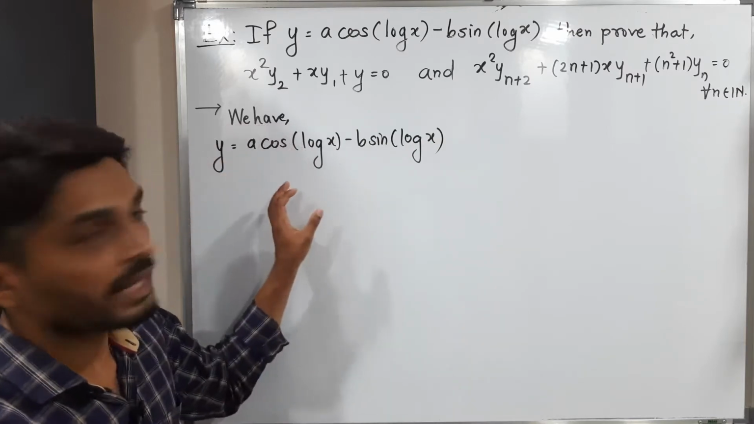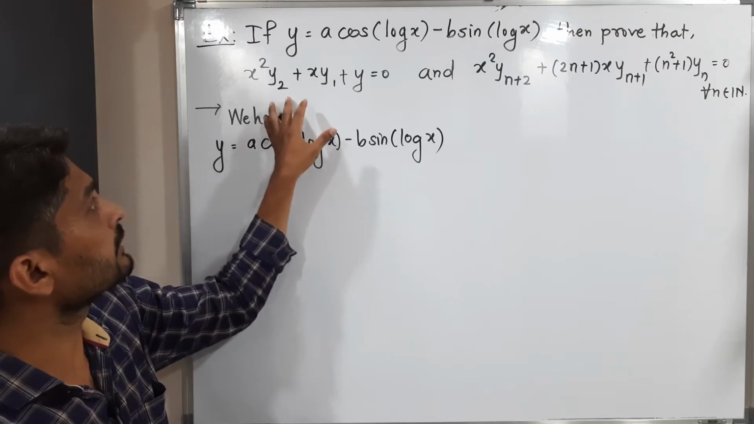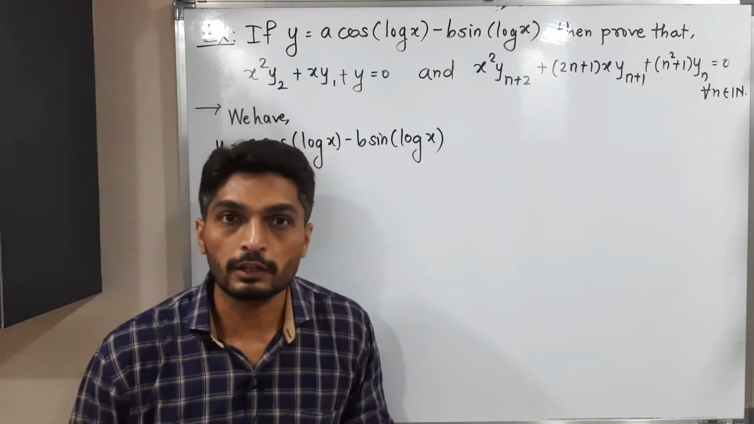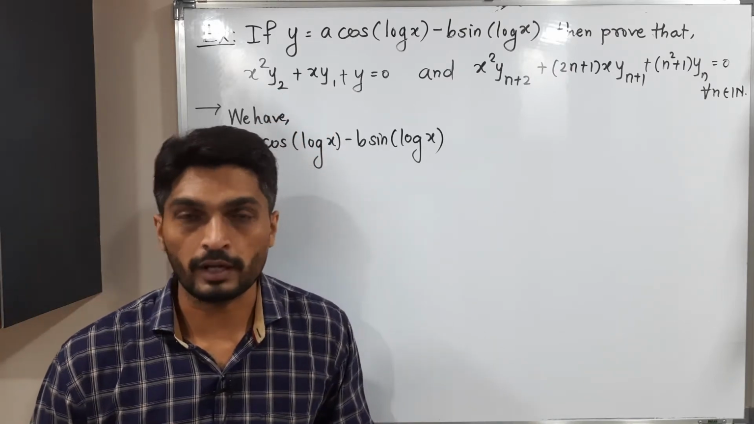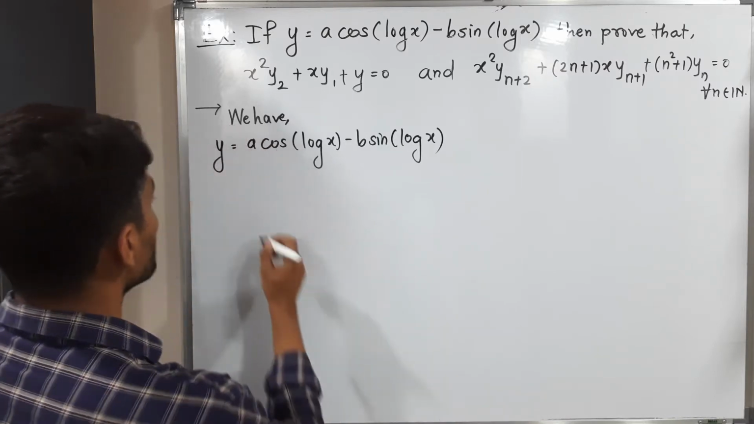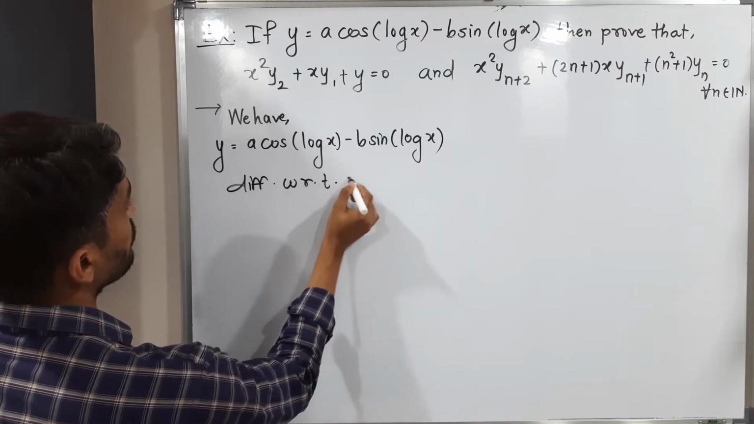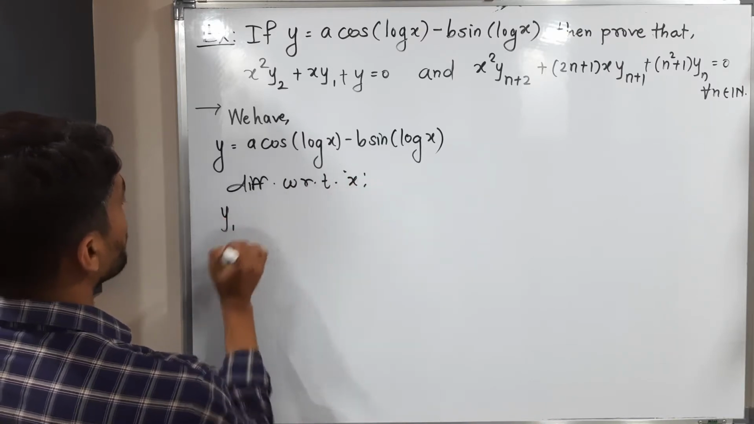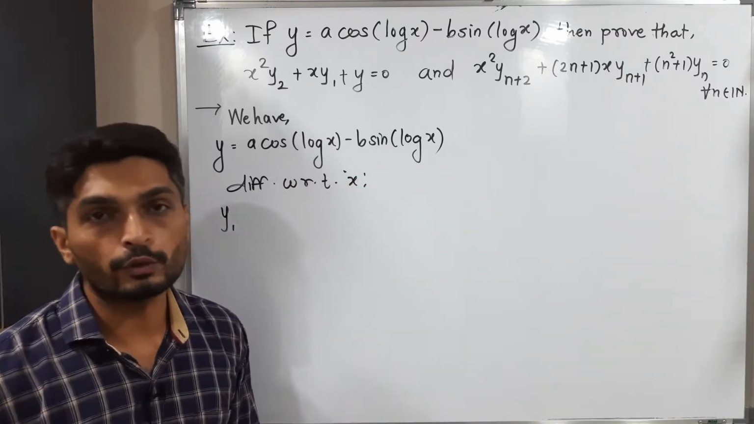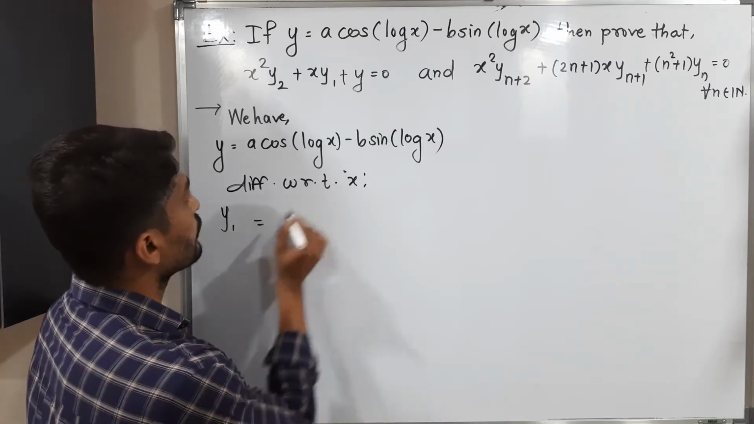So I have written y as it is. For the first sub question, we have to find the first derivative of y as well as the second derivative of y. Let us start. So let us differentiate with respect to x. Differentiating with respect to x, the derivative of y is dy by dx. We can also denote it by y1. So this is equal to, minus sign is there.